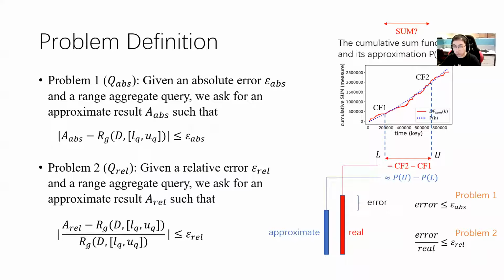This result should be exact. However, if we use PK to approximate the cumulative curve, which is the blue dashed line here, and we use PU minus PL as the result, we will have an error, right? Then we either directly want the error to be less than a threshold, or we want the relative error to be less than a threshold. The former forms our problem 1, which is QABS, and the latter is our problem 2, QREL.